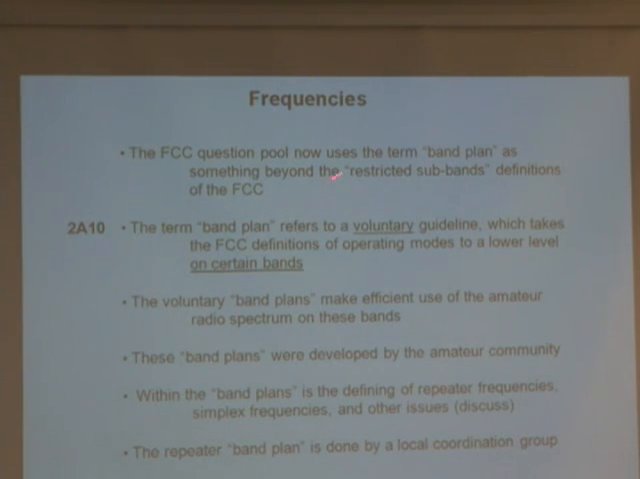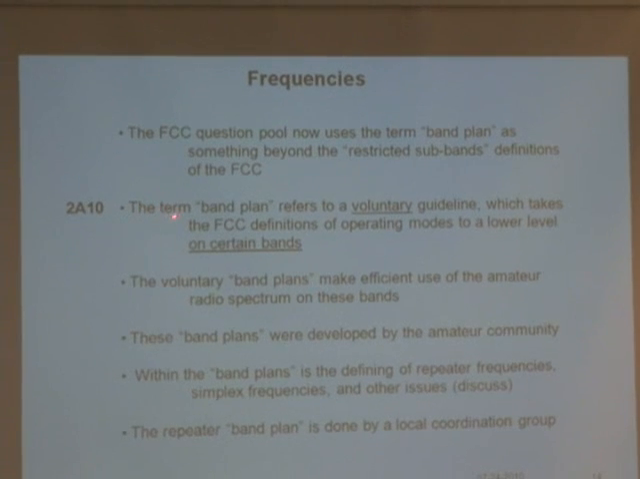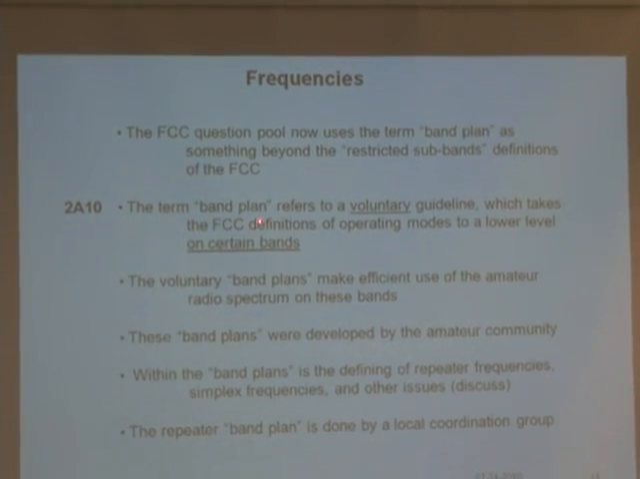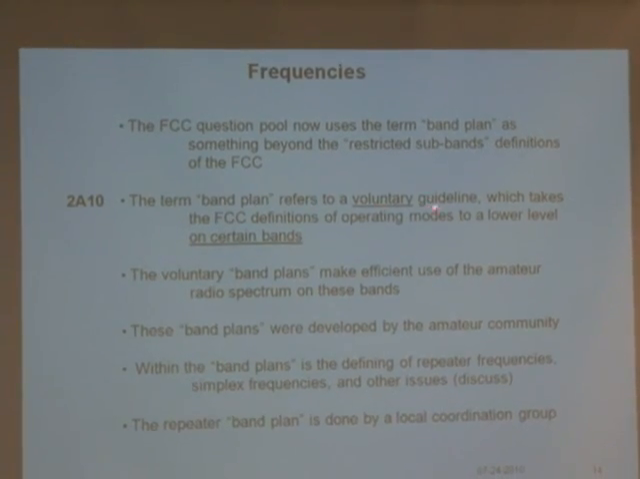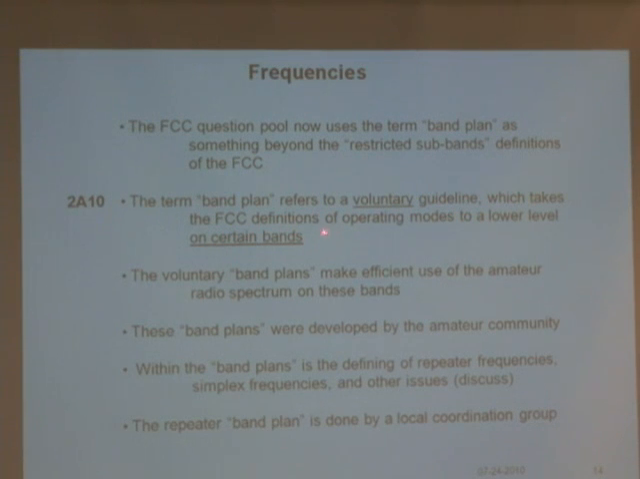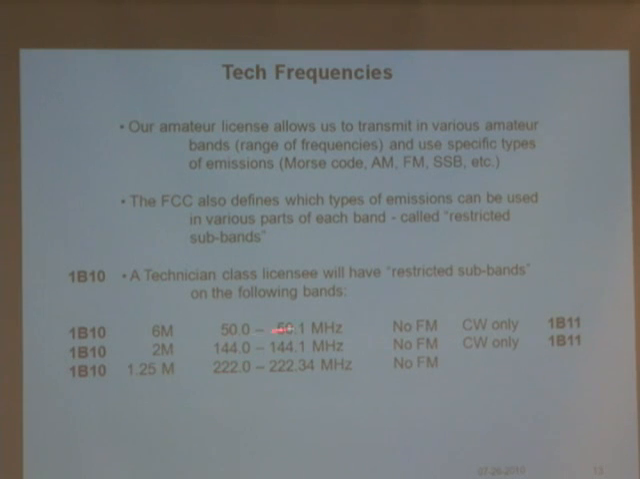The FCC question tool now uses the term band plan as something beyond restricted subband. Then I call things band plans. Okay. So the term, and this is their question, the term band plan refers to a voluntary guide which takes the FCC definition of operating modes into a lower level of certain bands. Well, what does that mean? The FCC says you can only use Morse code here. On the rest of the band, do what you want.